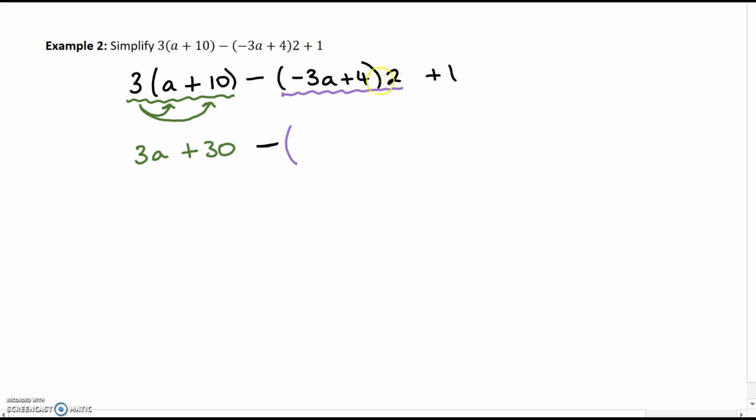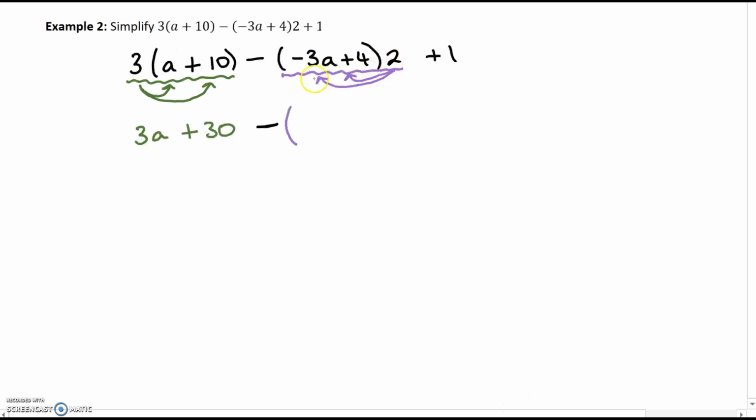The reason we need the parentheses is because the multiplication follows this minus sign here. So let's do the multiplication. We're going to have 2 times negative 3a and 2 times positive 4. So 2 by 3a is negative 6a, and 2 by plus 4 is plus 8. And then we have the plus 1 on the end that wasn't involved in the multiplication at all.